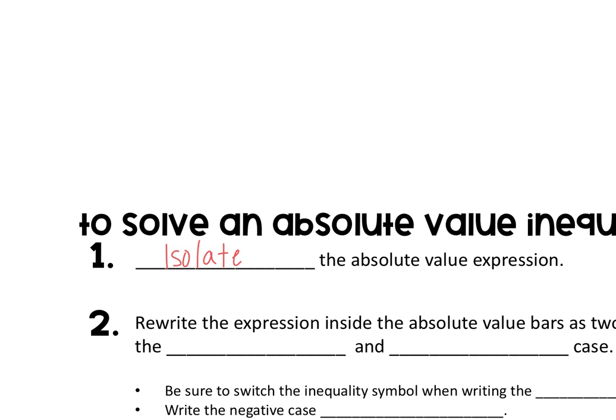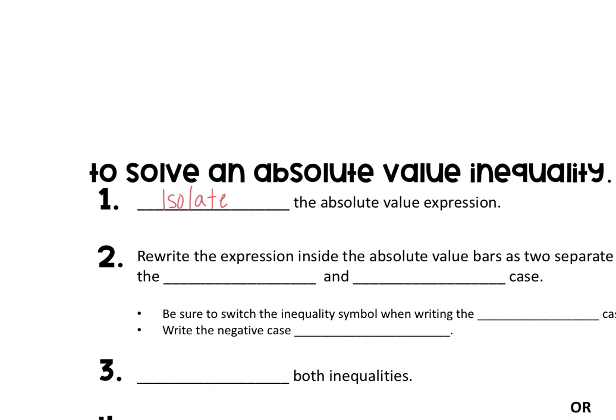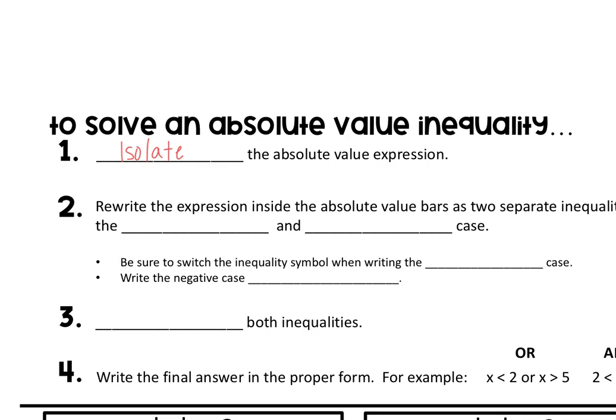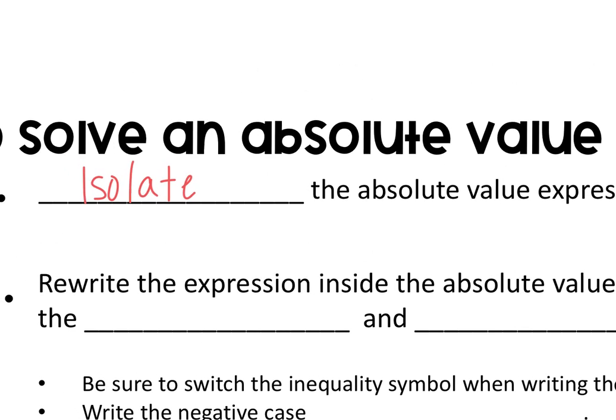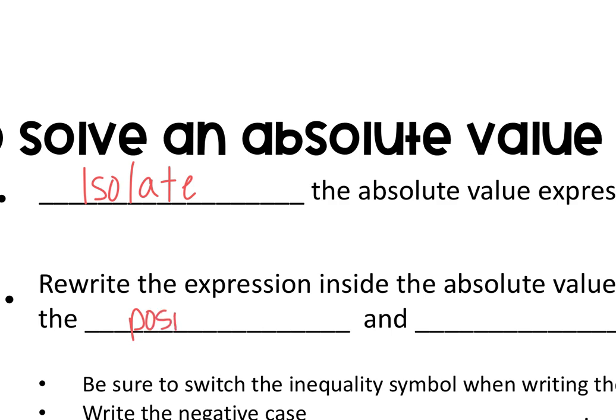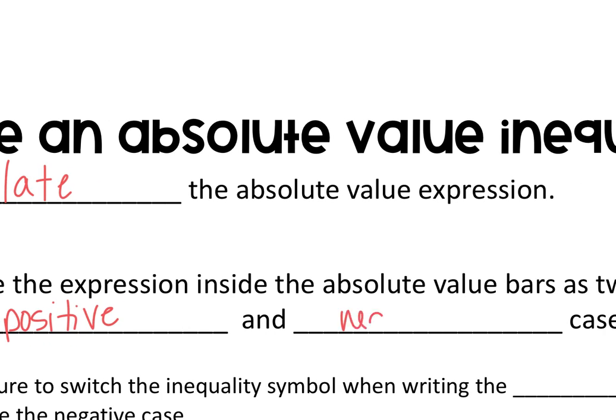If there's a constant over there or a coefficient of the absolute value, you're going to want to go ahead and undo those so that you just have the absolute value set equal to a certain number. Then, just like with the equations as well, you're going to rewrite the expression inside the absolute value bars as two separate inequalities. You're going to have both the positive and the negative case.